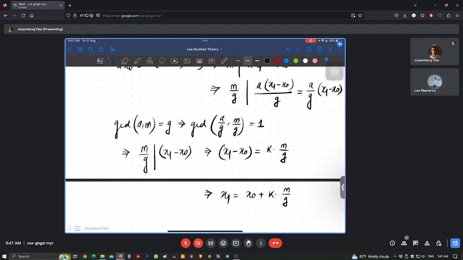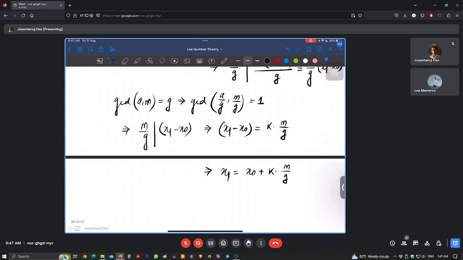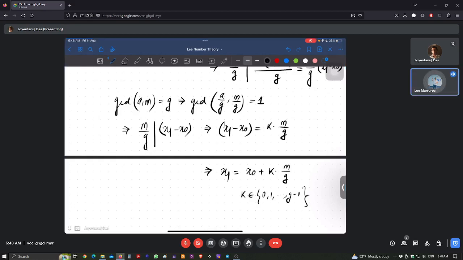So what we can do is vary our k and find different solutions. But k must belong to 0, 1 up to g minus 1, because after g minus 1 it becomes the same in modulo m. So this is the complete set of solutions: x1 equals x0 plus k n divided by g, where g is the GCD of a and m.